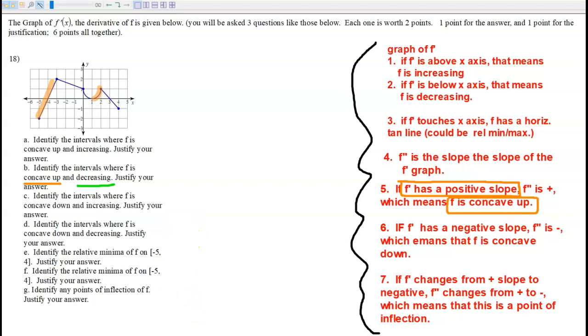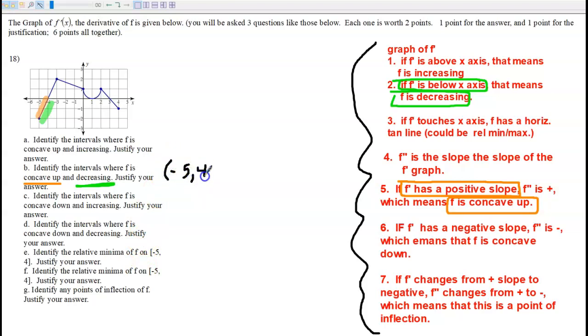Now we're looking for where f is decreasing. So where is f decreasing? F is decreasing when my graph of f prime is below the x-axis. Now that happens in only one spot, and that would be right here. Actually, two spots, right there and also over here. So those are the two places where my f prime graph is below the x-axis. Now I want these things to be happening simultaneously, though. I want green and orange to be happening simultaneously, and the only place that happens is with what's left there. So from -5 to 4 would be our answer for part B.